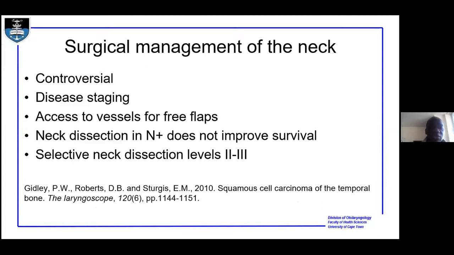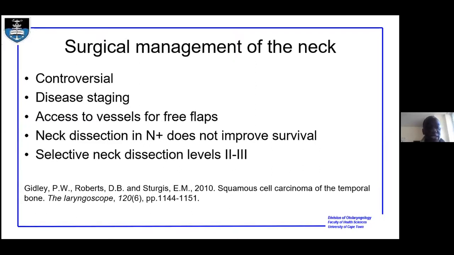Management of the neck is controversial. It's quite useful for disease staging. Like our patient, we did the neck dissection and the histology showed that there were no lymph nodes involved in the neck. It's quite useful for disease staging, as I've said, and it allows access to vessels for free flaps.